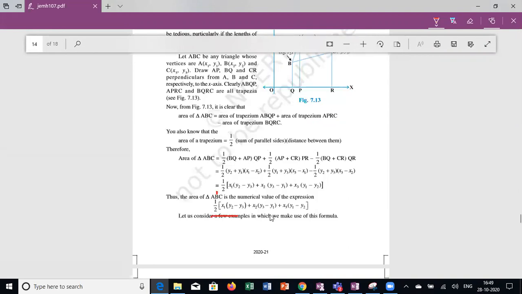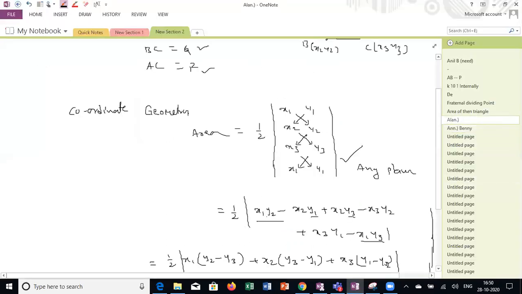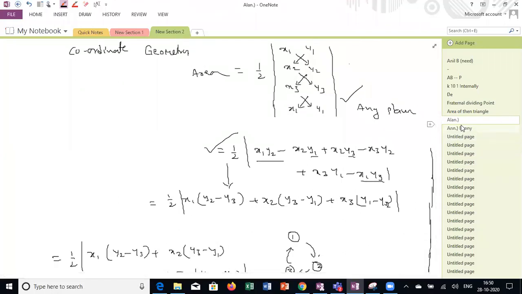See this: 1, 2, 3. If it started with 2, 3, 1, or 3, 1, 2, it's cyclic. 1, 2, 3, it will come like this. And if you multiply, you will get the same formula I told in the beginning. I gave a shortcut to remember the formula easily. So from here only you can derive this formula, or derivation is not required. Just remember the formula, and this formula will be useful to calculate the area of a triangle if they give the data in the form of coordinates.